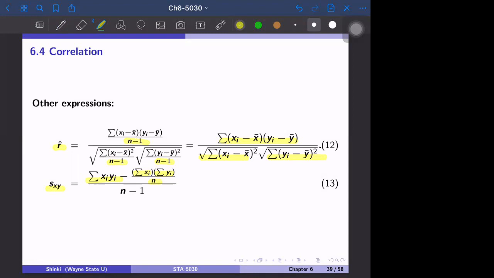This is just expanding the term xi minus x bar times yi minus y bar. Then, for example, the term xi times y bar, take summation over i. Then we have summation of xi's, and that becomes n times x bar. Using that property, we can simplify the expression and get this. If you want to calculate sample correlation by hand, maybe this is a slightly faster way. Equation 13 is slightly faster.